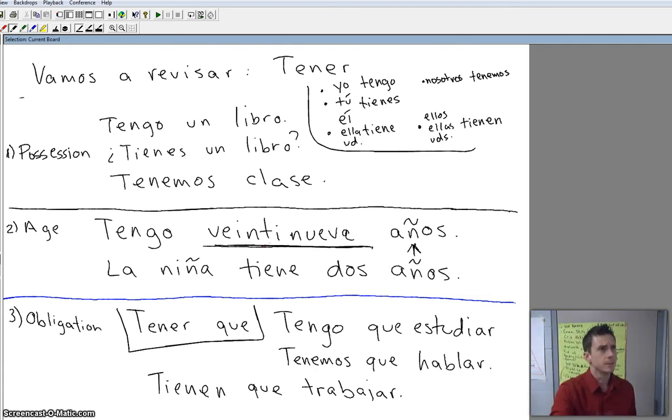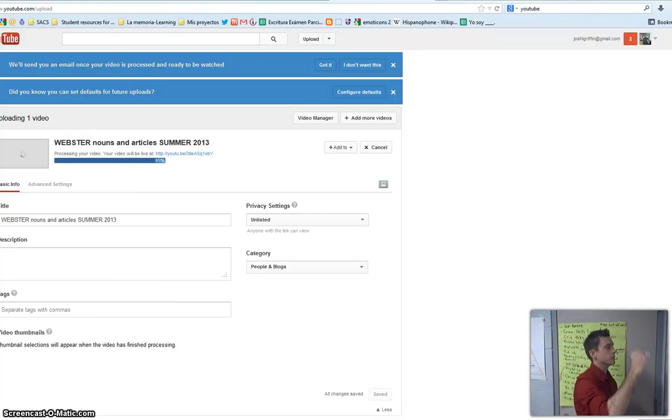Alright, 30 seconds. So, that is a quick run through of the verb tener. First off, here are your forms of the verb. Those are your conjugations. And here you have your 3 uses. Possession, age, obligation. If I went too fast, always remember that you can rewind it, pause it, go back.